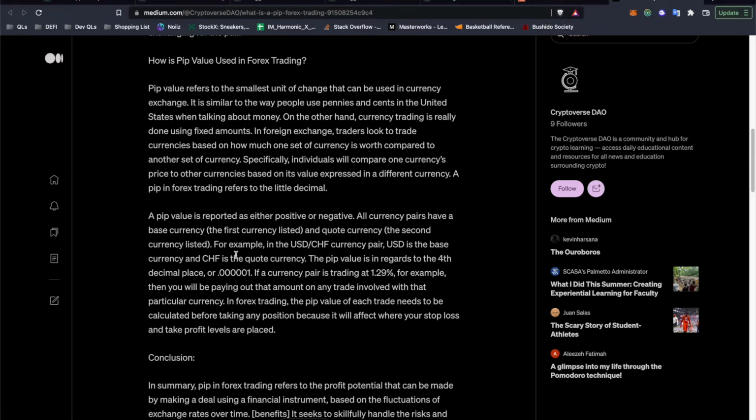And in Forex trading, the pip value of each trade needs to be calculated before taking any position, because it will affect where your stop loss and your take profit levels are placed. That's effectively, when you go to set up a trade, you'll put in the numbers at which you want to exit the trade if you're in a loss, like the final amount of loss that you're okay with. That's your stop loss. It stops the loss. And same token but flipped, take profit is like the green upper band opposite of that.